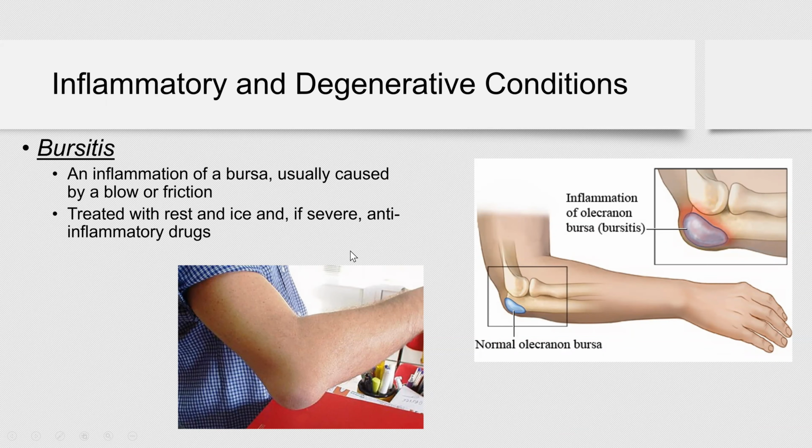Bursitis is inflammation of bursa. Just to remind you, bursa is a structure found within a synovial joint, and it's like a pocket filled with synovial fluid. And see here, it's inflamed. It's usually caused by friction or a blow, and treated by rest, ice, and if severe, anti-inflammatory drugs. So you can see here it's pretty bad bursitis. Now, itis means inflammation.